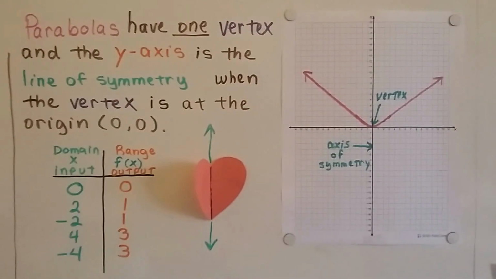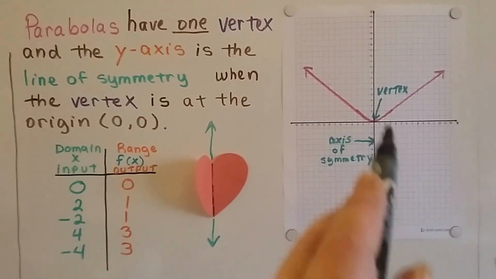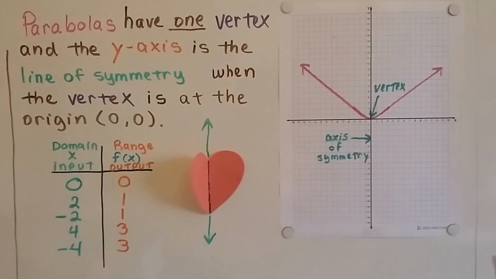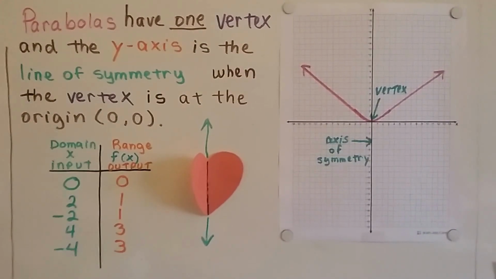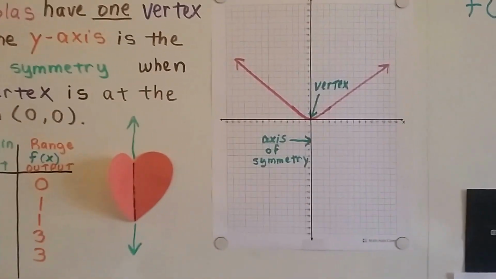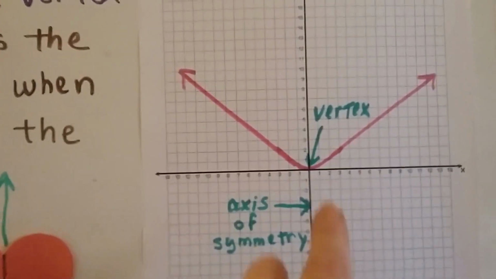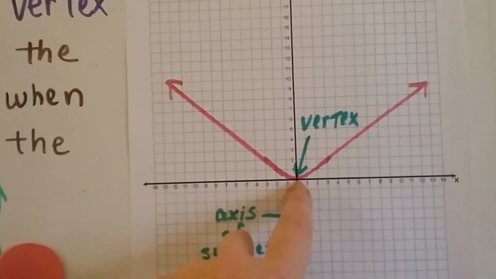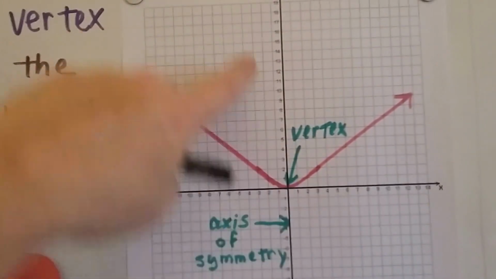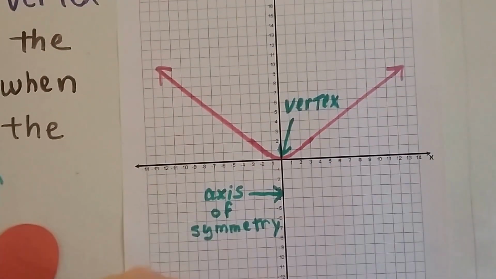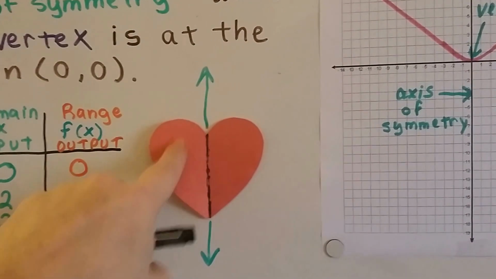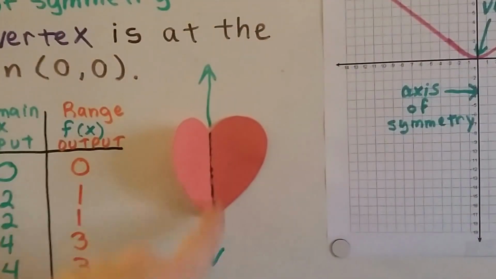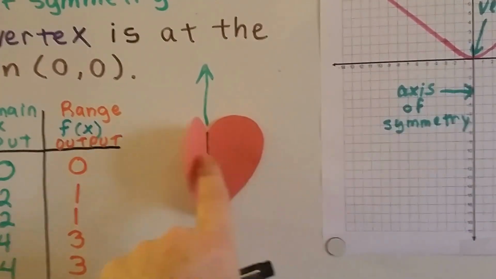So parabolas have one vertex, just like on an angle. And the y-axis is the line of symmetry when the vertex is at the origin 0, 0. So take a look at this. The vertex is sitting at the origin 0, 0. That means that this y-axis is the axis of symmetry. It's cutting this parabola right in half. See? So if we have this heart, and this is our axis of symmetry, it's cutting this heart directly in half, see?